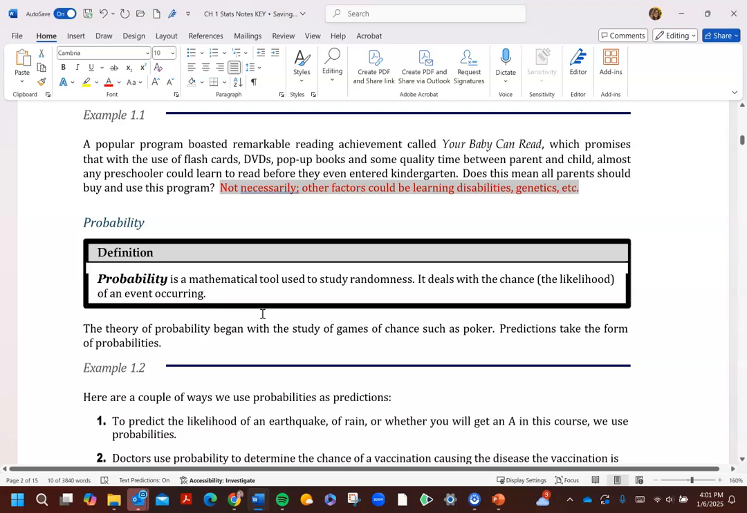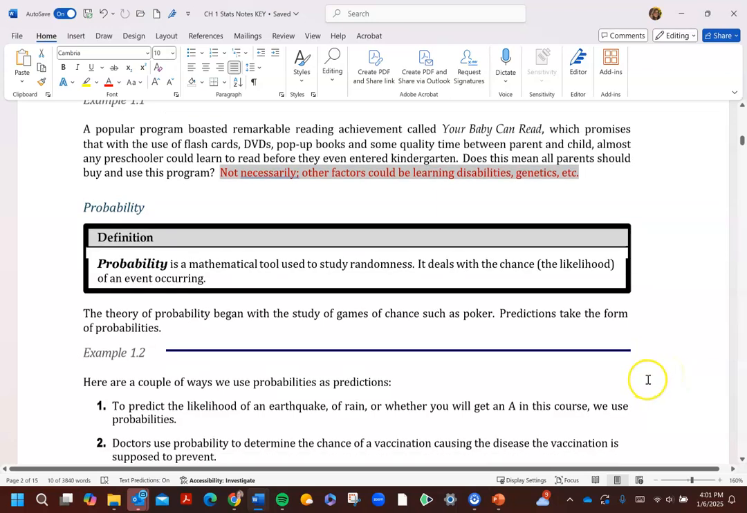And now let's look at these other definitions. Probability is a mathematical tool used to study randomness. It deals with the chance or likelihood of an event occurring. The theory of probability began with the study of games of chance, such as poker. Predictions take the form of probabilities. We'll work a lot more with probability later on in the course.